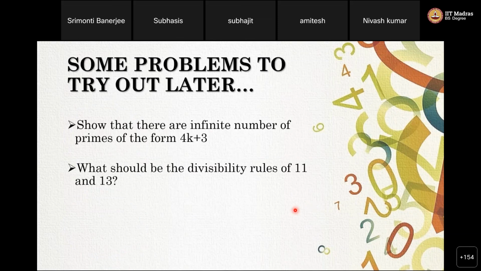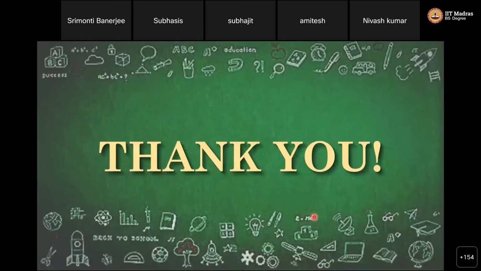And here are some problems for you to try out later. As I discussed the rules for 3 and 9, you can similarly figure out the rules for 11 and 13. So what should be the divisibility rules of 11 and 13? This is a problem for you to try out later. And we do know that there are infinite number of primes, right? There are a lot of proofs for it. Those who are interested can prove that there are infinite number of primes of the form 4k plus 3, which is also another way of saying that there are infinite number of primes. So that's all for today.